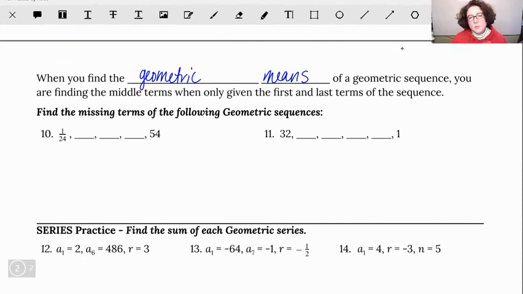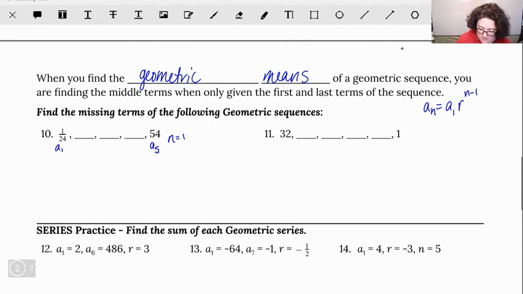Now we do this a little bit differently. We're actually going to use our formula that tells us what our terms are. For reference, we're going to use our a sub n formula, which is a sub 1 times r to the n minus 1. Because now I know my first term, for number 10, that's 1/24. I know my last term, which in this case is my 5th term, so a sub 5 is 54, which means I also know that n equals 5. And if I plug it into the formula, all I need to do is solve for that missing ratio.